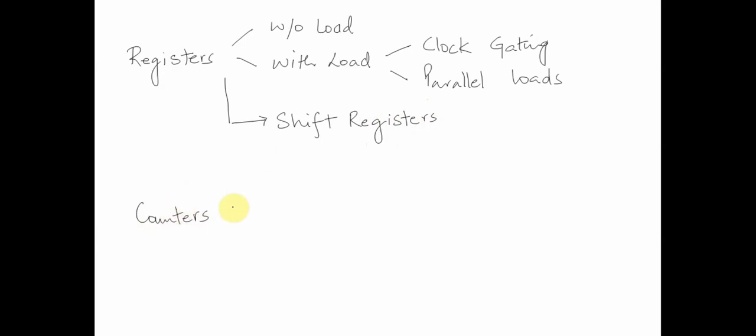Once we were done with registers, we looked at counters, and counters we said were a special kind of registers. We looked at two kinds of counters. One was a ripple counter, where output of one flip flop acts as a clock for triggering another flip flop, and another was synchronous counters, where all the flip flops had the same clock pulse for driving the logic.